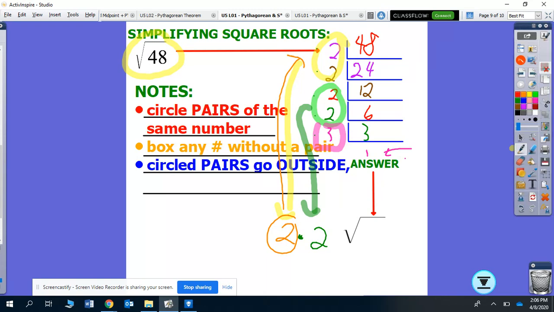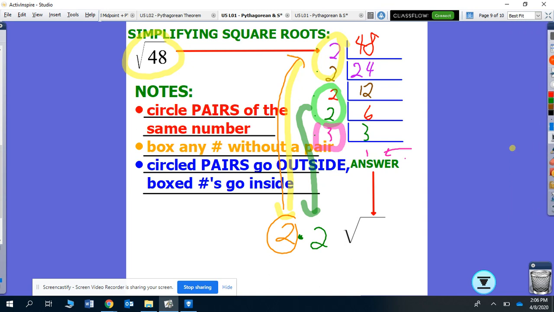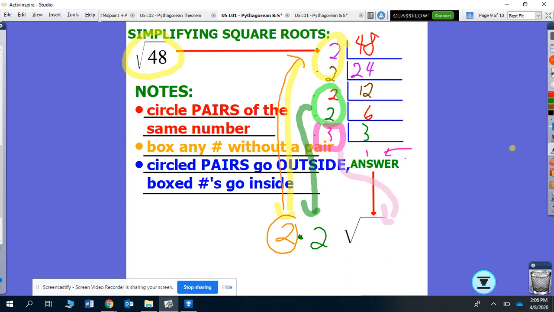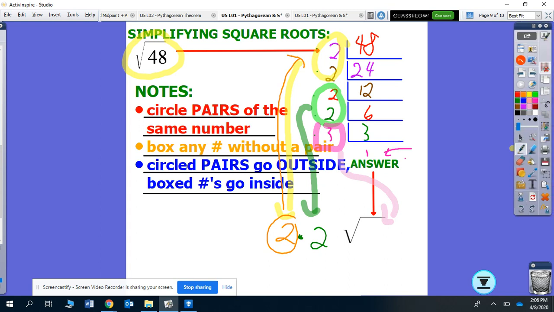But what do I do with that 3 that's boxed up? Any number that's boxed goes on the inside. So if you think about that, if for some unknown reason you lose one of your shoes and you only have your left foot, you're probably never going to be able to wear that pair of shoes again. So that pair of shoes stays on the inside, right? That lack of a pair stays on the inside. That 3 can't go anywhere. He's going to have to stay inside the square root.